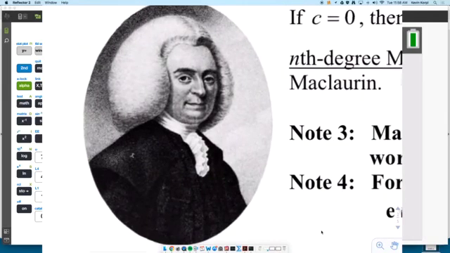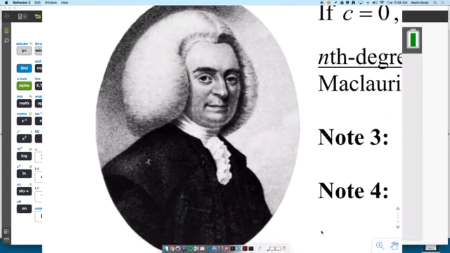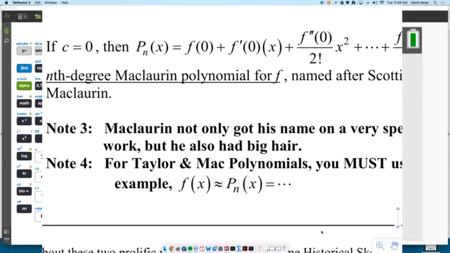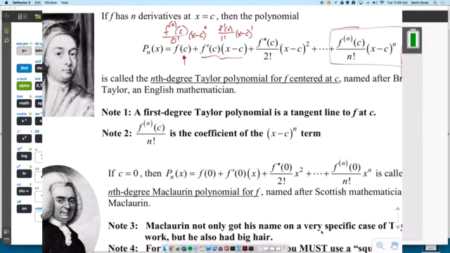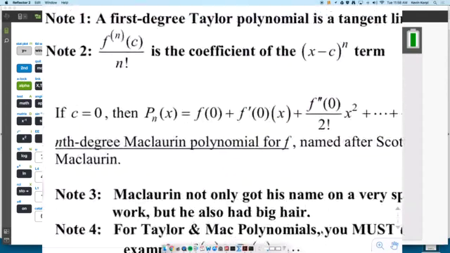Now, this guy here is not Brooke Taylor. This is Colin Maclaurin. And wigs were a big thing back there. Okay? Nice coif. He looks like a poodle, yeah. He actually came up with a Maclaurin polynomial or a Maclaurin series. And the only difference between a Taylor polynomial or series is that it's centered at a specified value c. Okay? Whereas the Maclaurin series is always centered at 0.